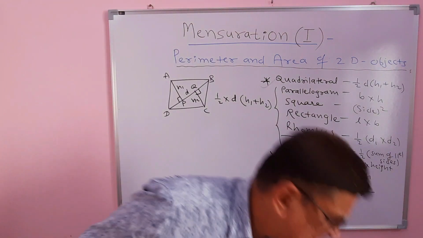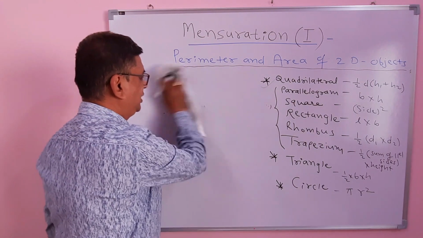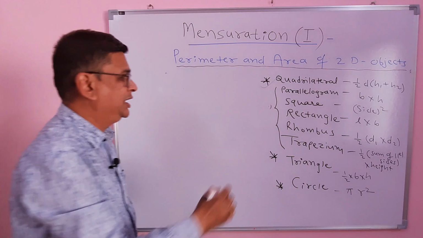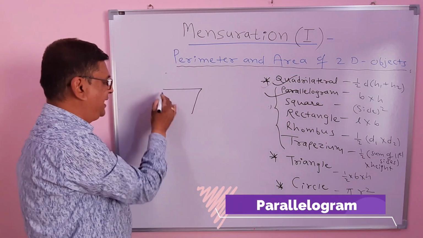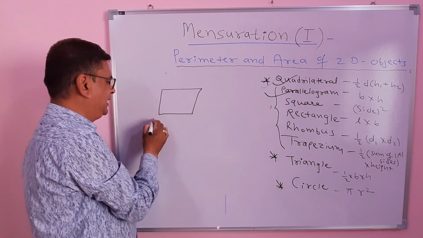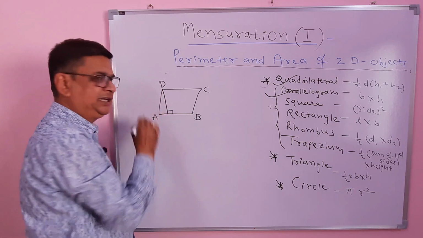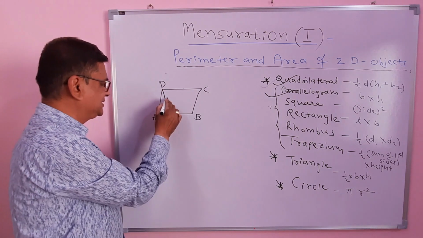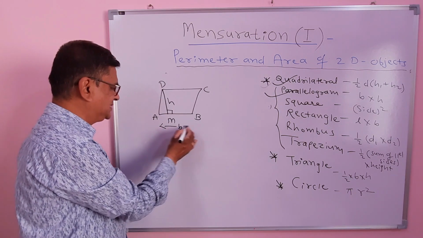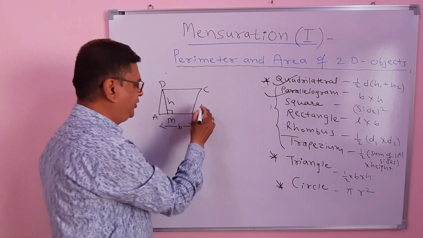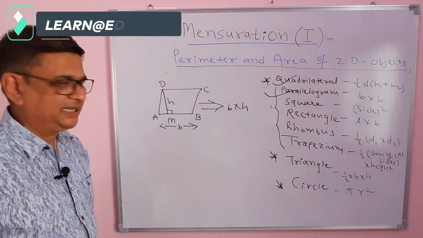Now, using this general quadrilateral area formula, we can find the area of particular quadrilaterals also. First we consider the parallelogram. A parallelogram has opposite sides parallel and equal. If you draw an altitude from one of the vertices, say AM perpendicular, with height h and base B, then the area of the parallelogram is simply B into h, that is base into height.